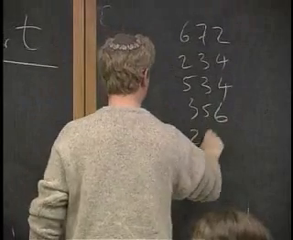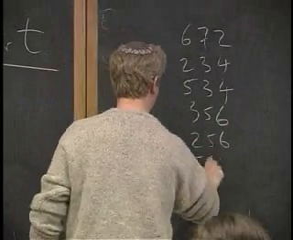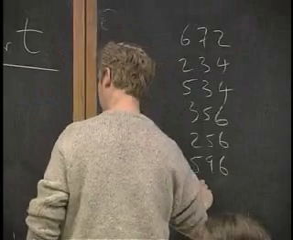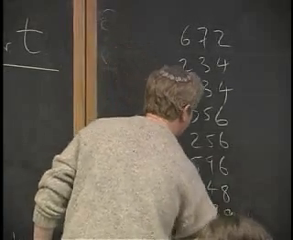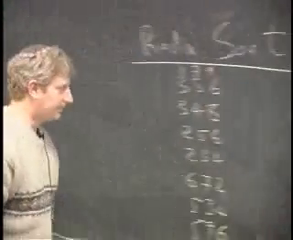356, 256, 596, 348, 179. All right. Why do you have to keep a linked list?